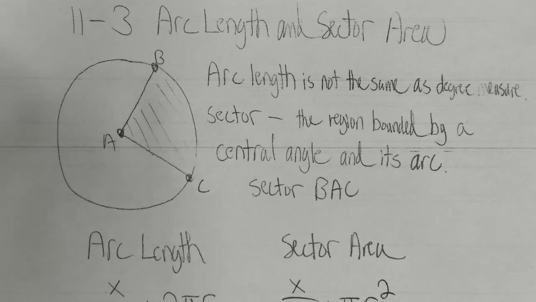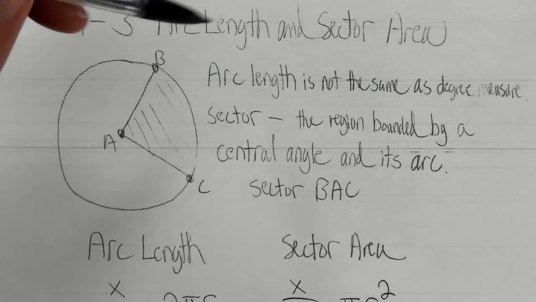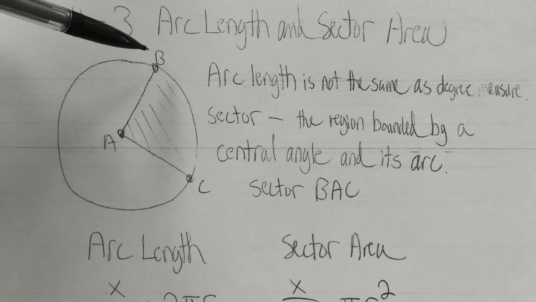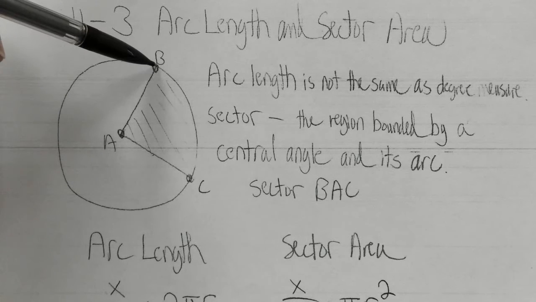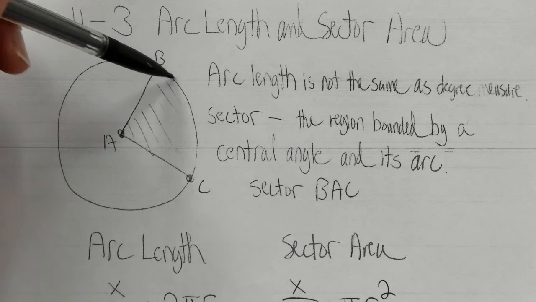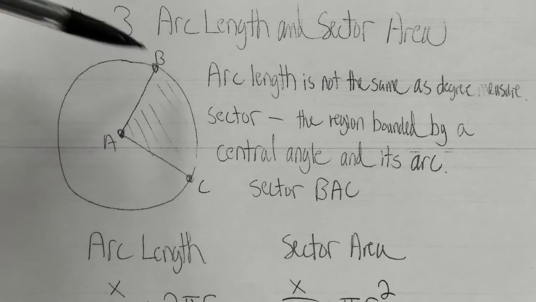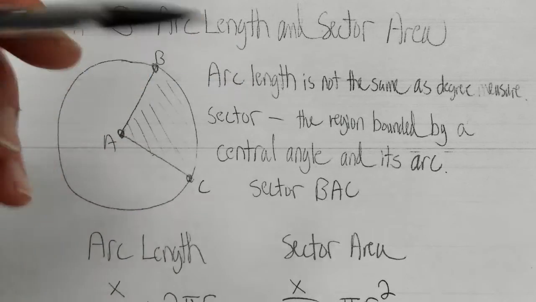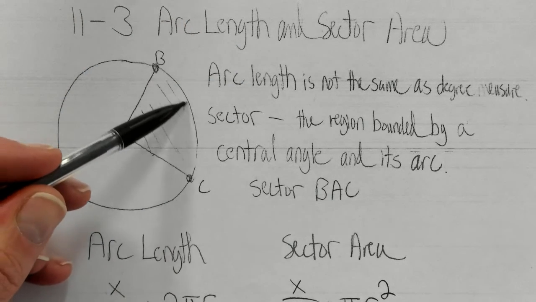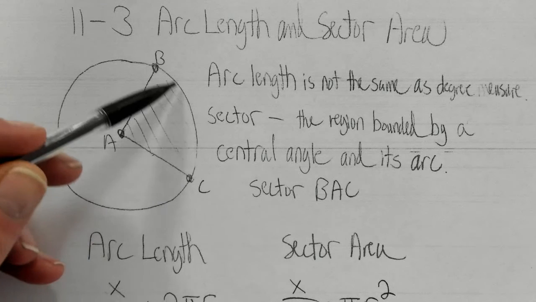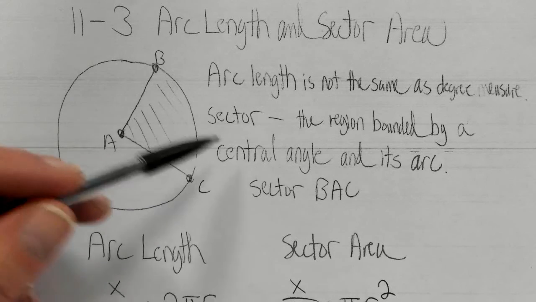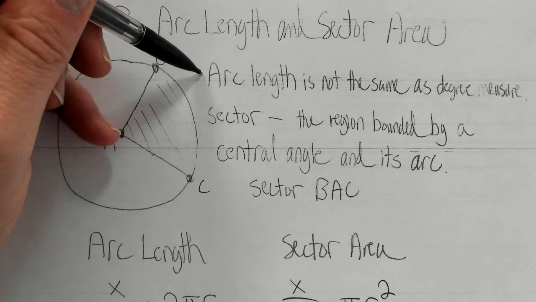All right, in this section 11-3, the topic here is going to be arc length and sector area. And so the first thing that we need to talk about here is we've already kind of discussed an arc, right? So an arc is a piece of a circle. We learned that from the other section. And the thing that we need to remember is arc length is not the same as degree measure. So the degree measure of this arc could be 80 degrees, but the length of the arc could be 5 centimeters. They're two different measurements, so keep that in mind at the very beginning.